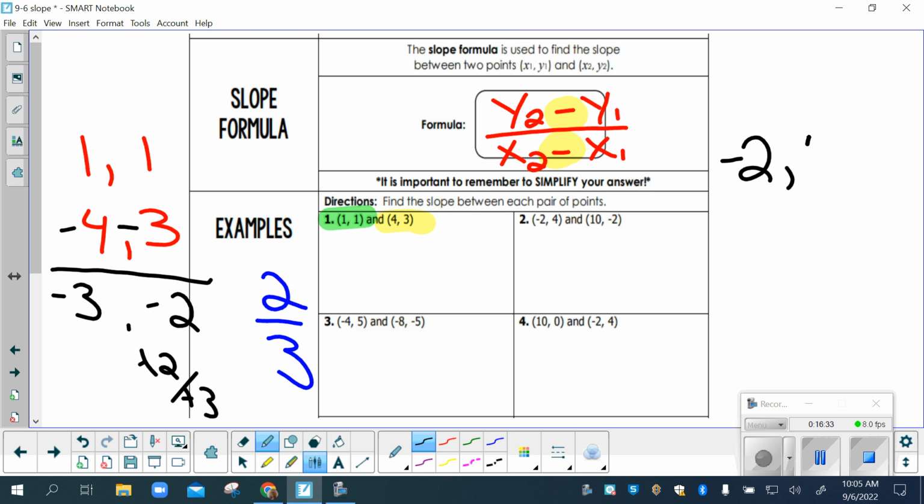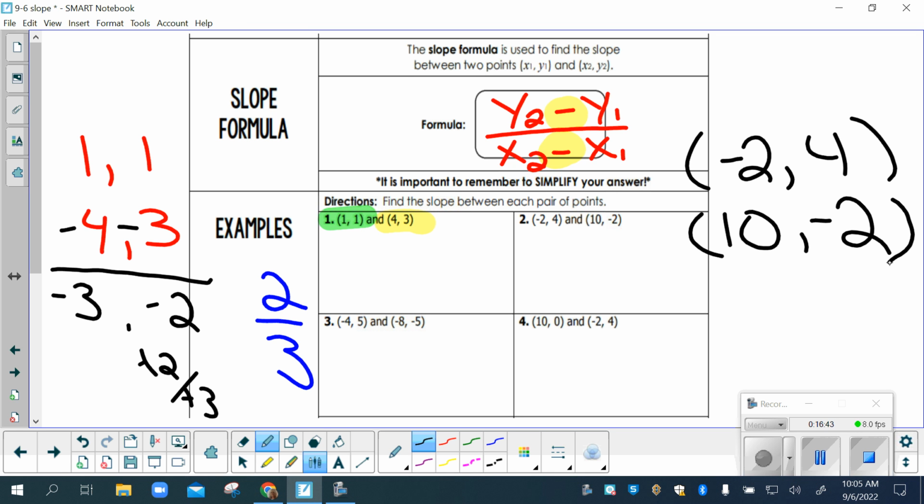-2, comma 4, 10, comma -2. Does anything confuse you? I just wrote the points. You know what's nice about this method? My points don't get confused. I don't flip this one with this one and this one with this one. Now the only thing you've got to know is change the second guy. No matter what he is, change him.